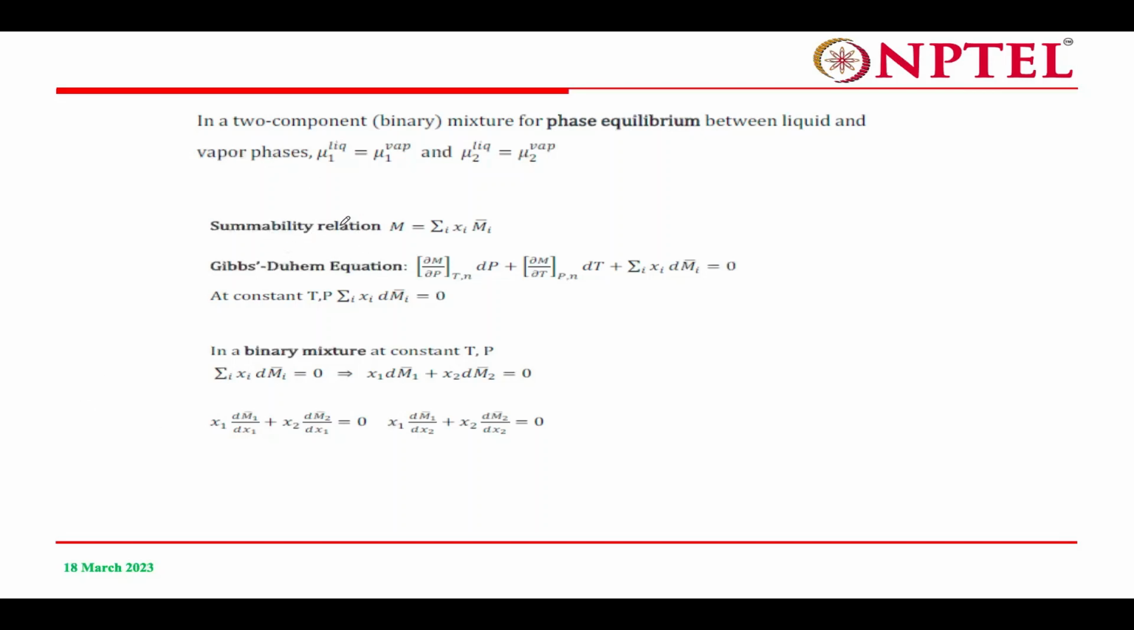This is the summability relation: M is equal to the summation of xi Mi. This is the Gibbs-Duhem equation, which at constant temperature and pressure reduces to the summation of xi dMi equal to 0. So in a binary mixture at constant temperature and pressure, the summation of xi dMi equals 0. So you can write x1 dM1 bar plus x2 dM2 bar. This is also the Gibbs-Duhem equation.